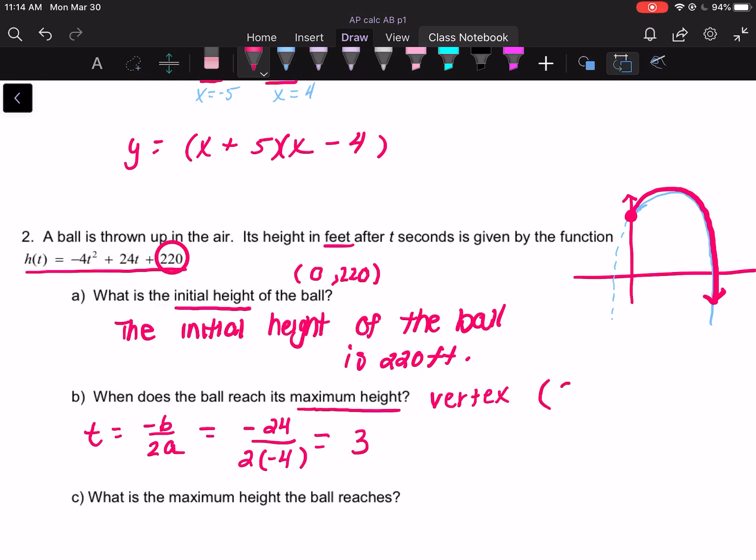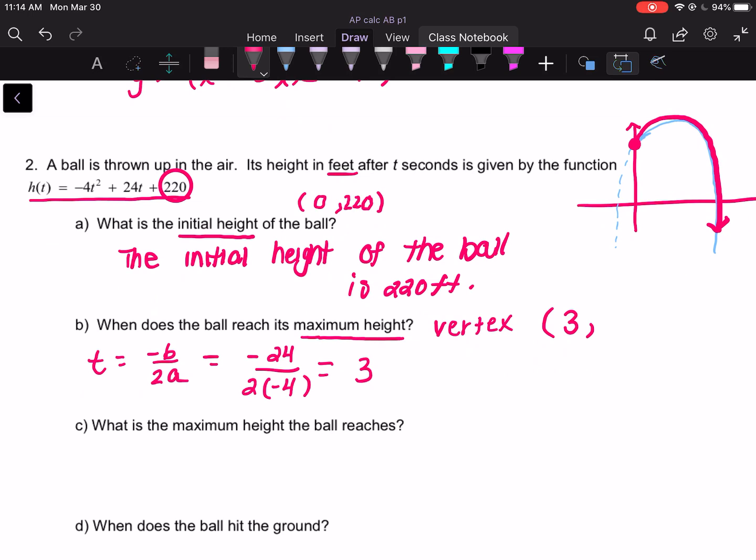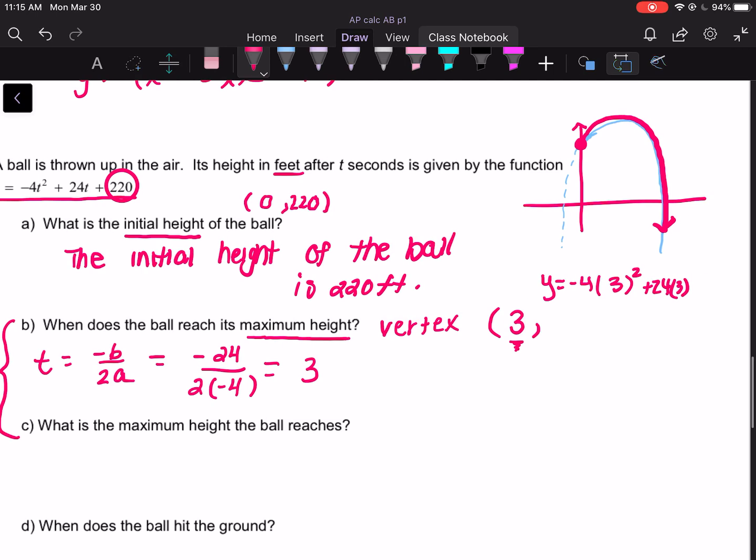So if I actually had my vertex here, it'd be 3, comma, and then to find the actual maximum height, you want to plug that value in. So before we actually answer part B and C, let's just find the vertex itself. When you plug 3 into your equation, and just to show the work, this is what you're doing. You're going to get 256. So that would be the y value of the vertex.